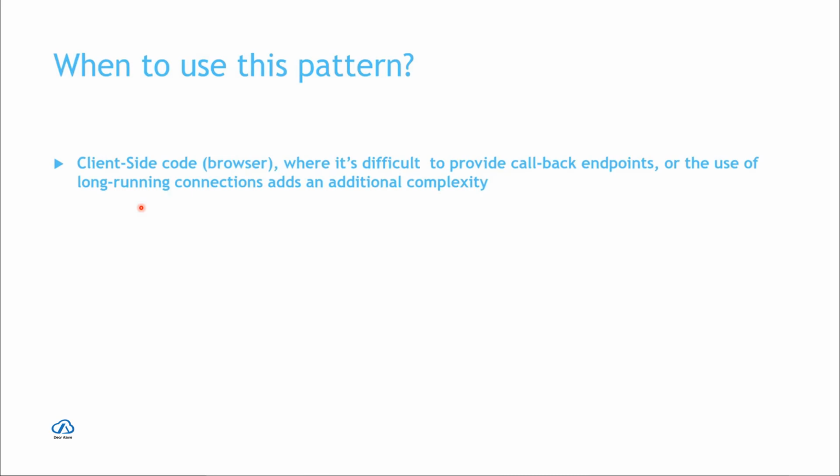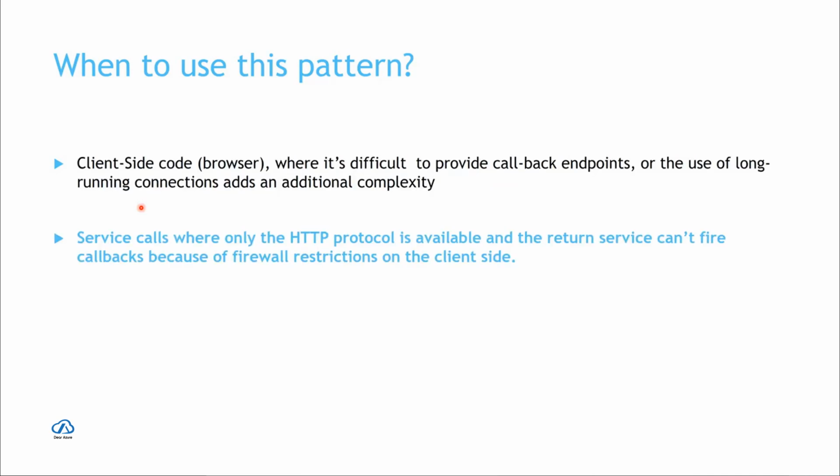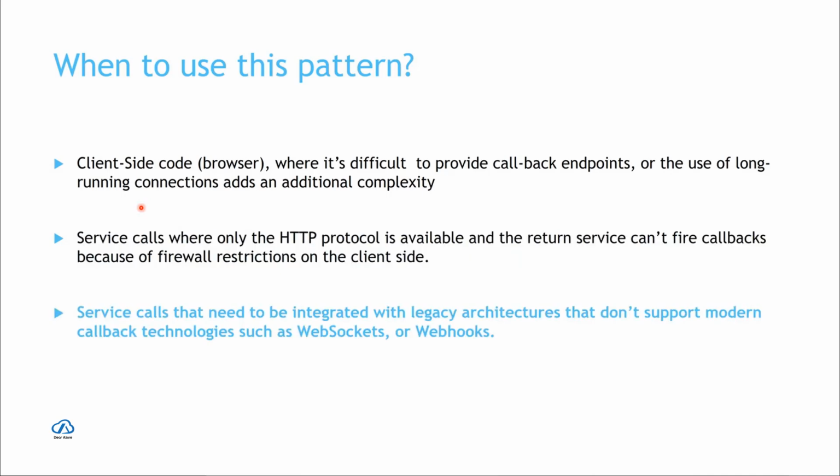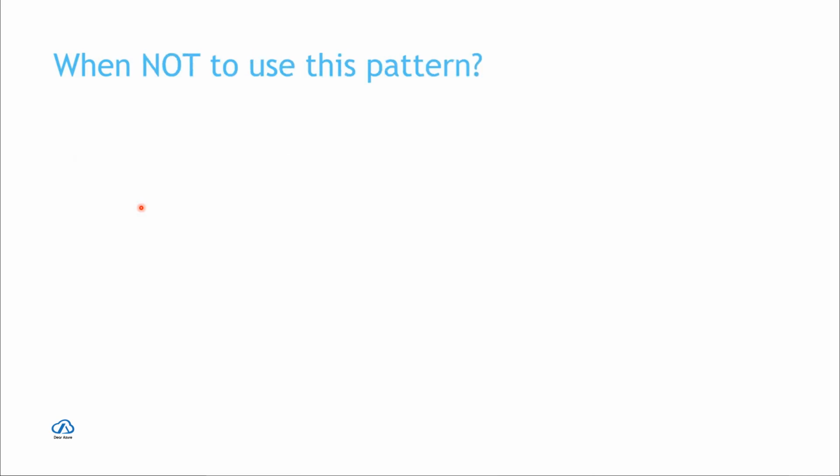Now let's see when we should implement this pattern. When we have a browser, when it's difficult to have callback endpoints or use a long-running connection, it's going to add more complexity to your architecture. Also, when you have service calls that require the HTTP protocol and cannot trigger callbacks because of firewall restrictions on the client side. Also, when you have a service call that doesn't support technologies like WebSockets or webhooks.